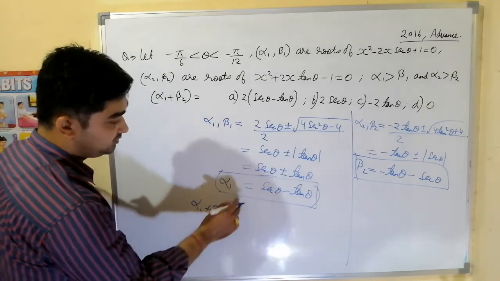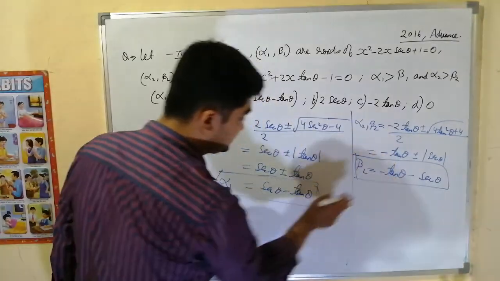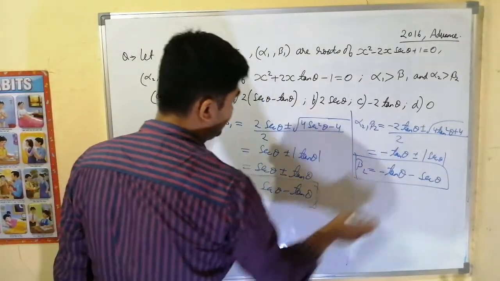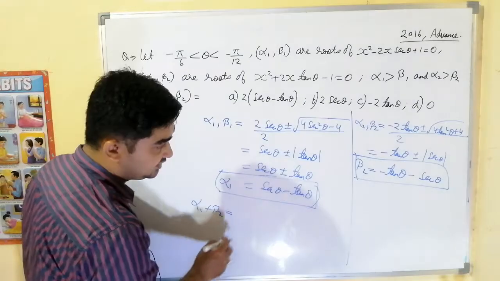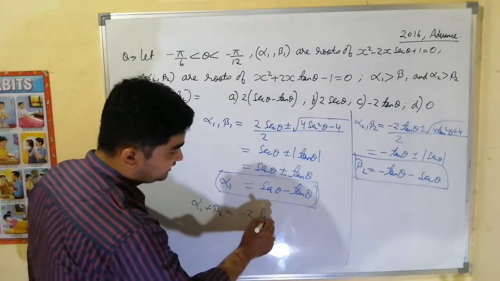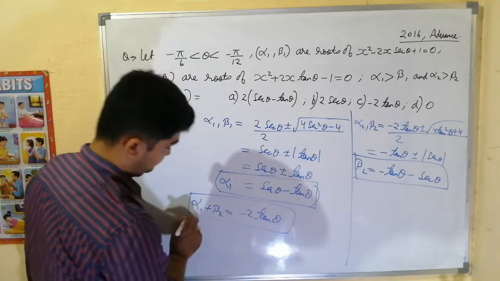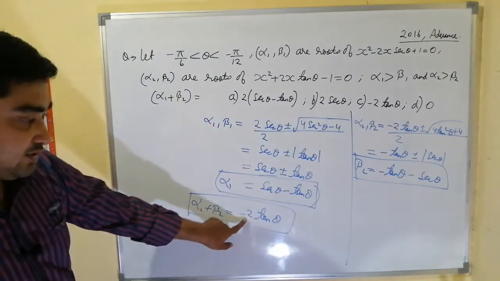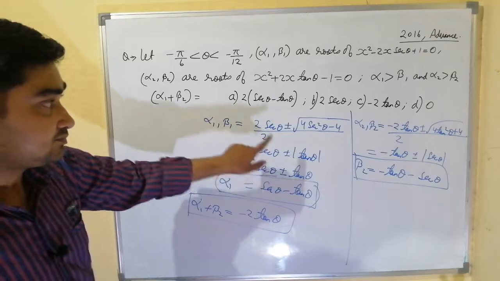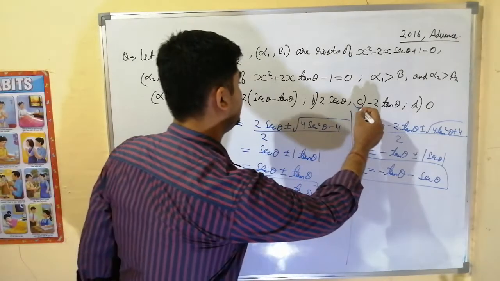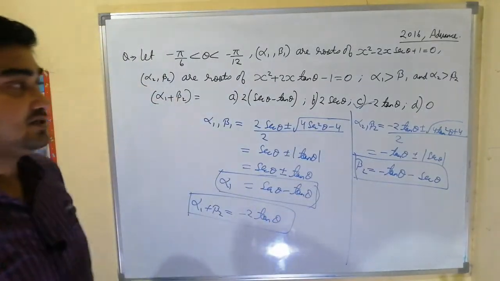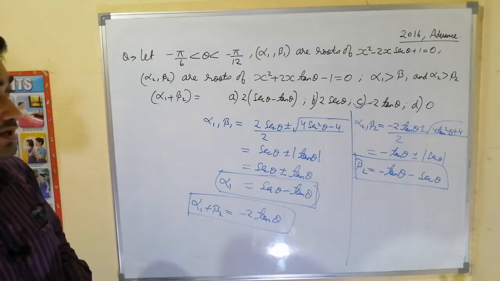Alpha 1 plus beta 2 will become secant theta minus tan theta minus tan theta minus secant theta. Secant theta minus secant theta will become 0 and we'll get minus twice of tan theta, which is option number C. So the correct answer is minus twice of tan theta.